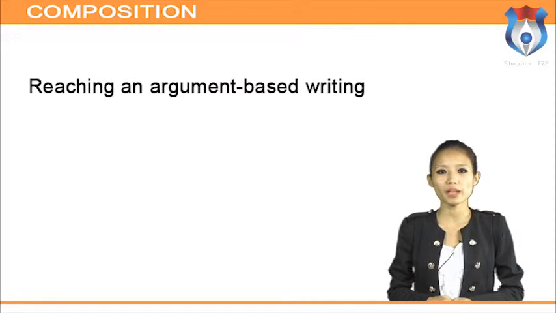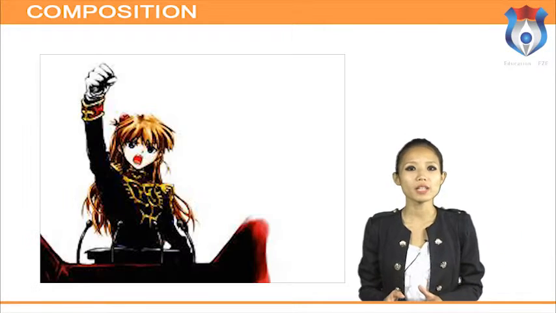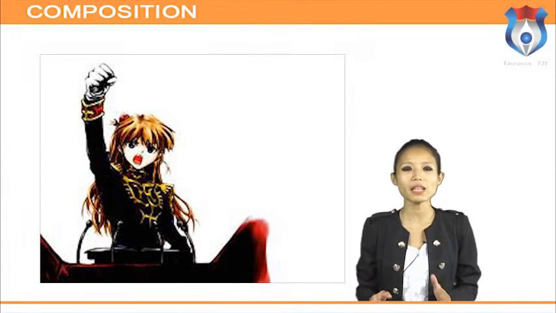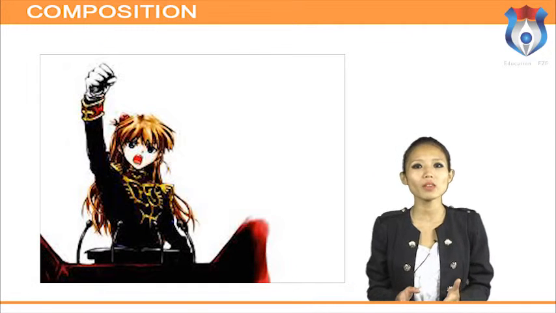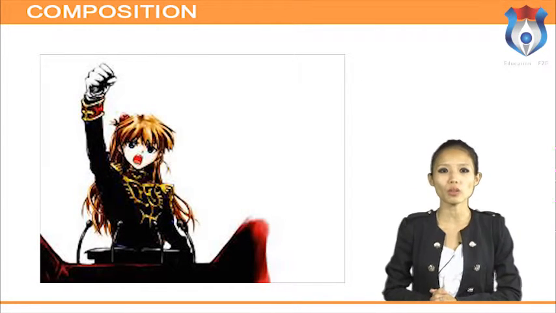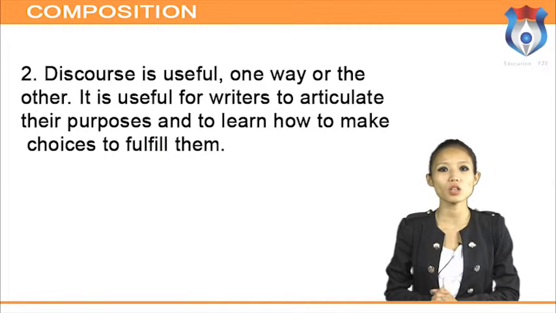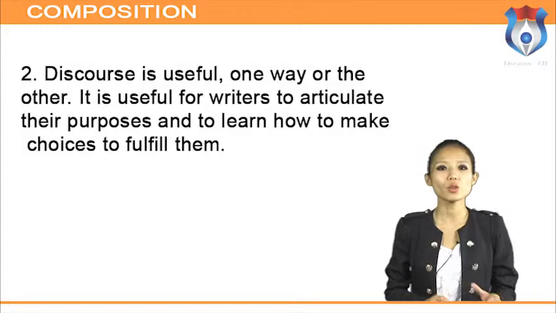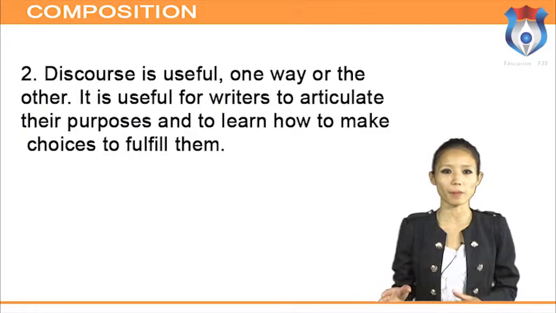Reaching an argument-based writing. Writing is addressed to an audience. Audiences often take an active role in creating the meaning of a given text, and thus purposeful writing must attempt to work with and against the activity of the audience in order to accomplish its goals. Discourse is useful one way or the other. It is useful for the writers to articulate their purposes and to learn how to make choices to fulfill them.